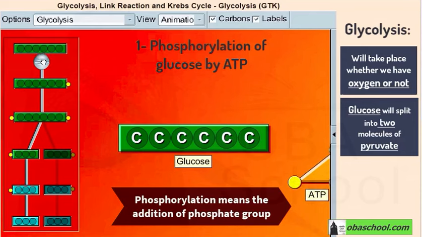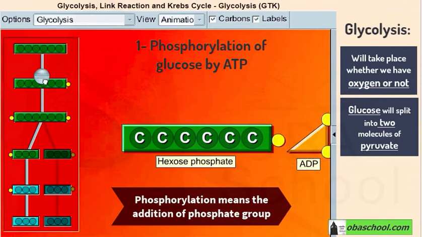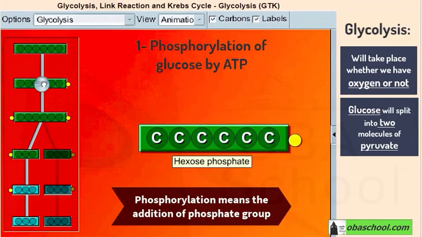Phosphorylation means the addition of a phosphate group to a carbon molecule. This is achieved by using ATP. This process usually takes place twice.